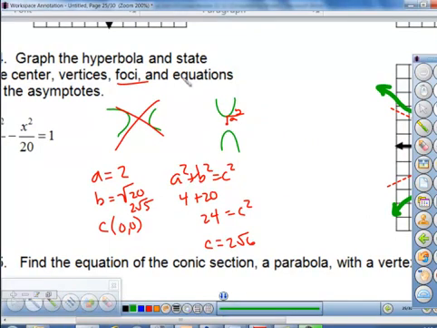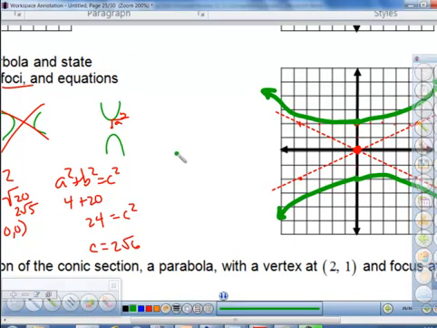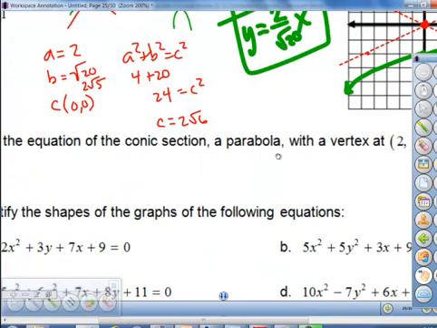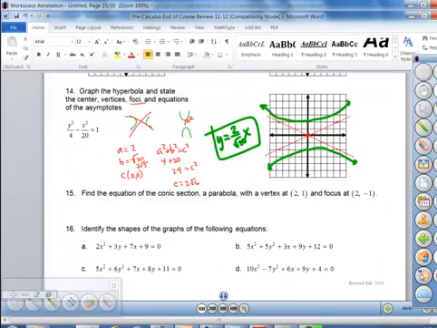The one thing we didn't do is the equations for the asymptotes. Well, since this is going to be up A over B, so it's going to be y equals 2 over radical 20x. That'd be the equation there. All right, let me zoom out. And I'll finish this later.